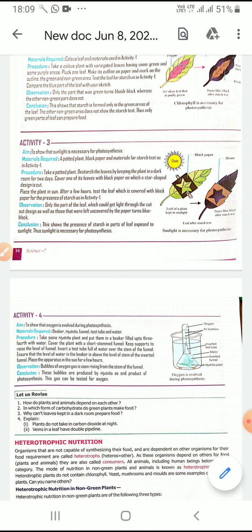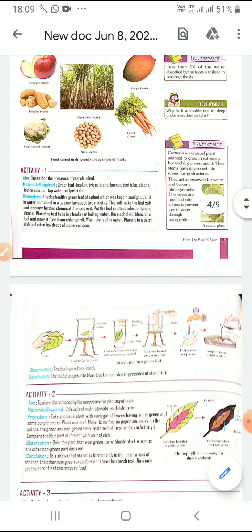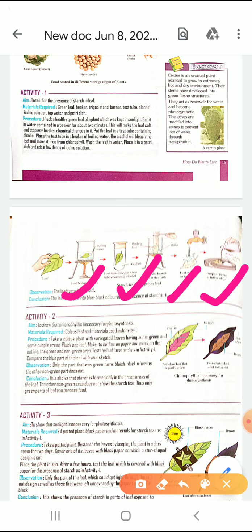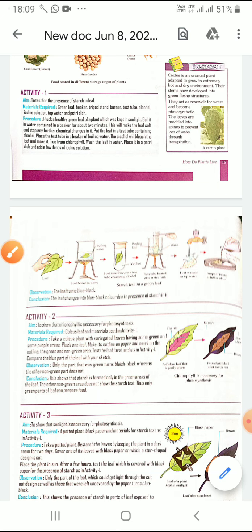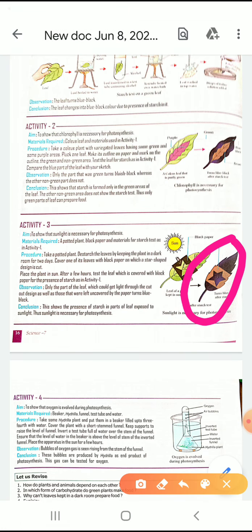Okay, again repeat the steps that you did in activity number 1. Let's see, you have taken that leaf, you have put it in water and boiled it, then you have put it in alcohol and boiled it in alcohol so that all the green color has gone away. You have washed it with water and then you have put iodine solution. After you put iodine solution, what will you observe? This is the result that you are going to observe.